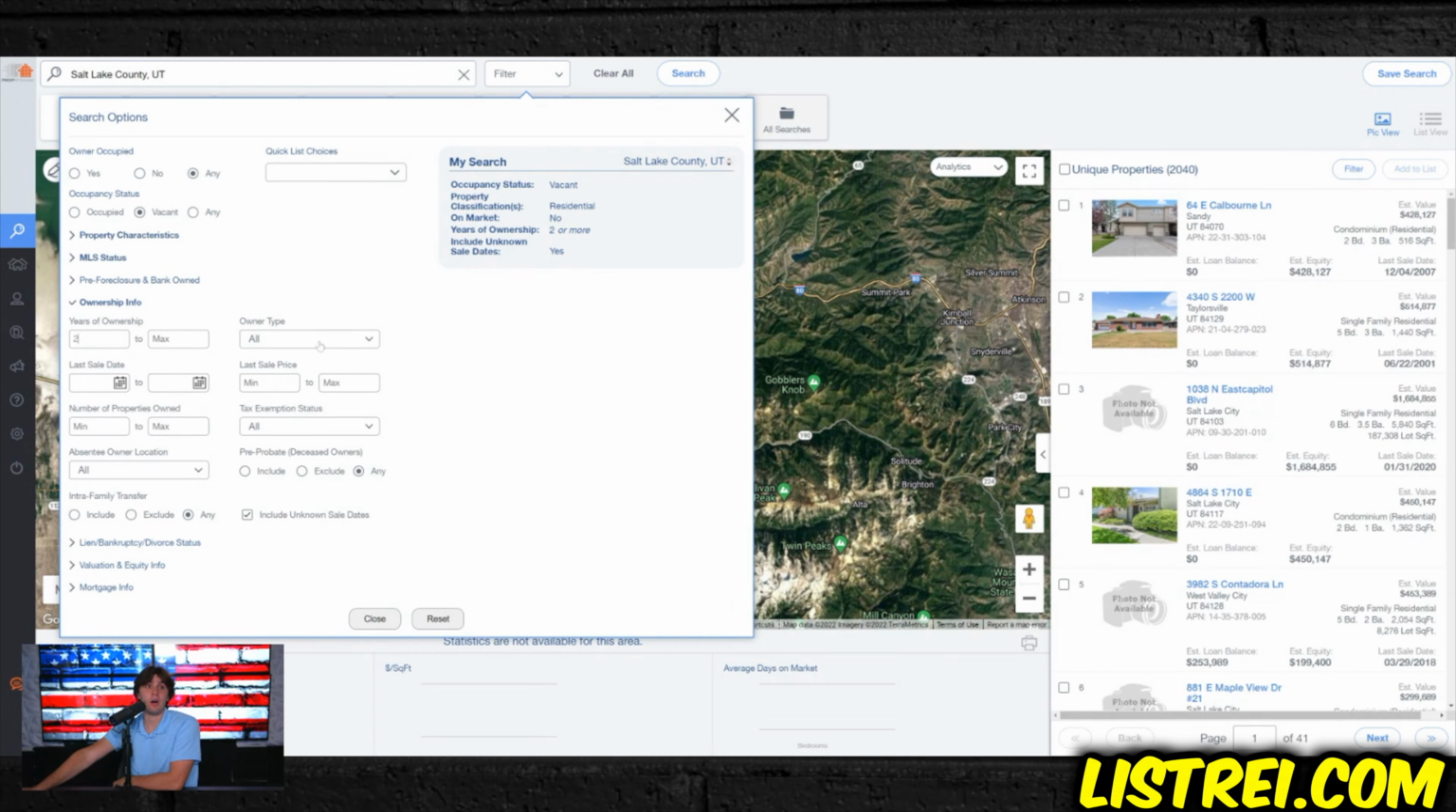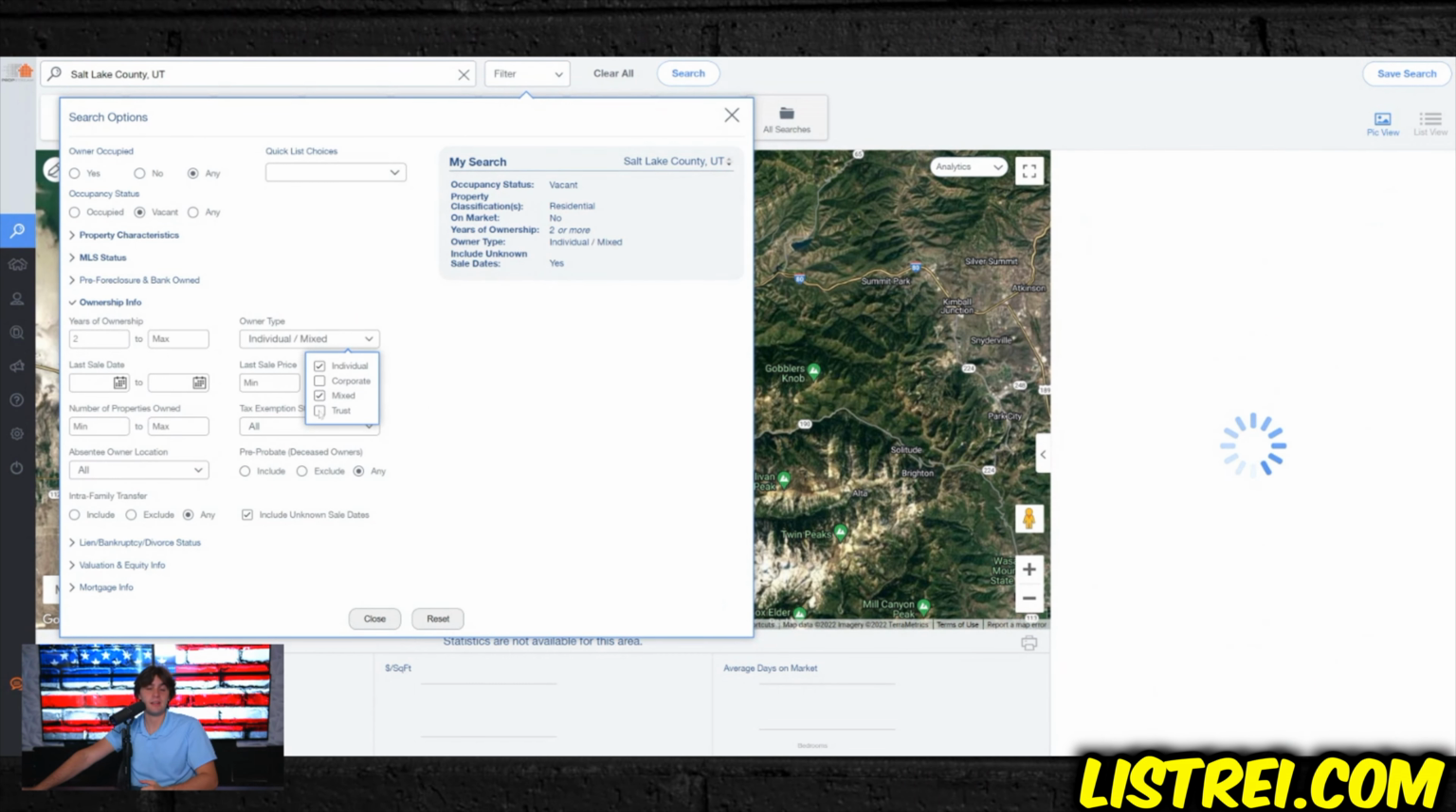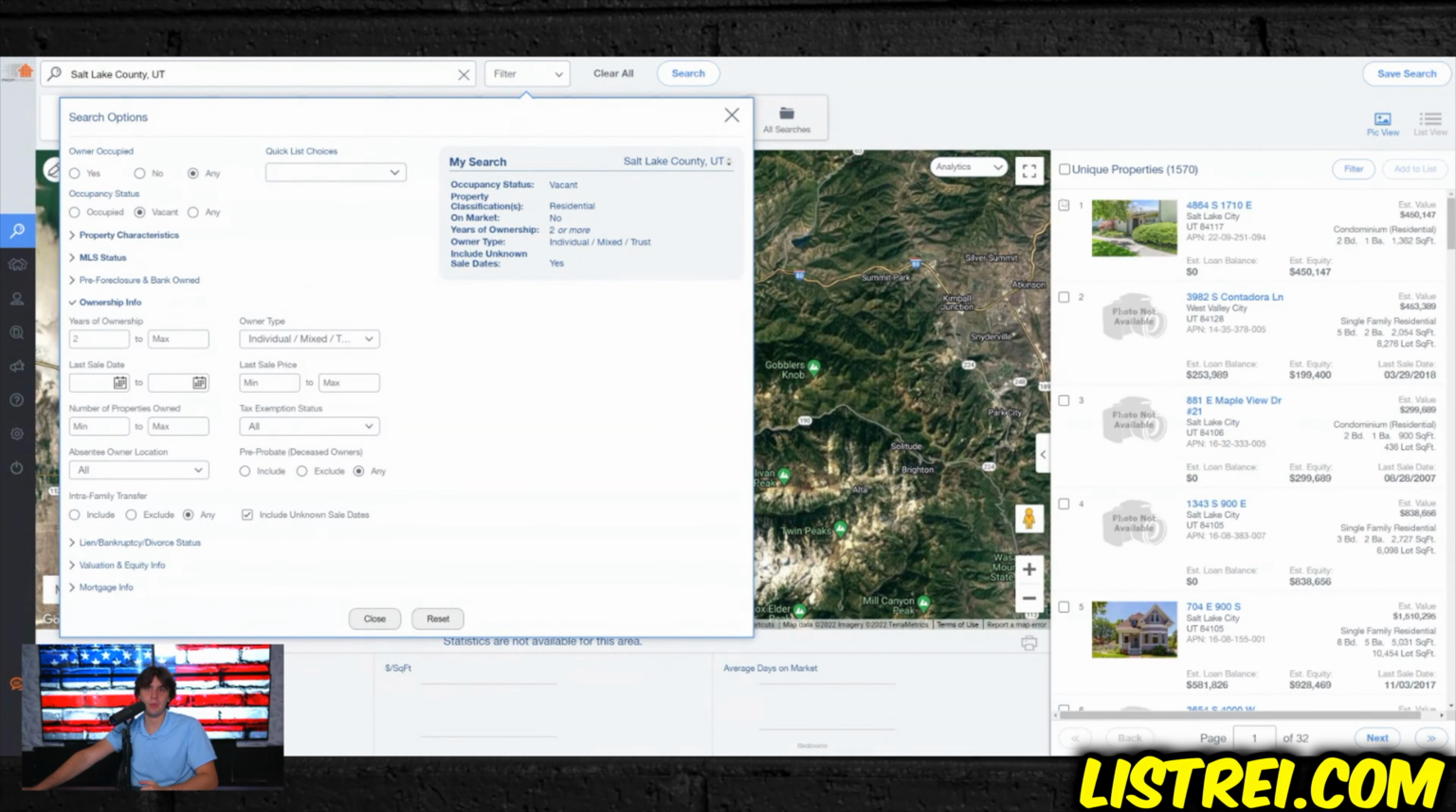I like to go here on owner type. For wholesaling, I like to skip the corporates, so we're just going to go to individual, mixed, and trust. That's pretty good. Now we have 1,005. I don't want to deal with or wholesale from any LLCs or anything like that.